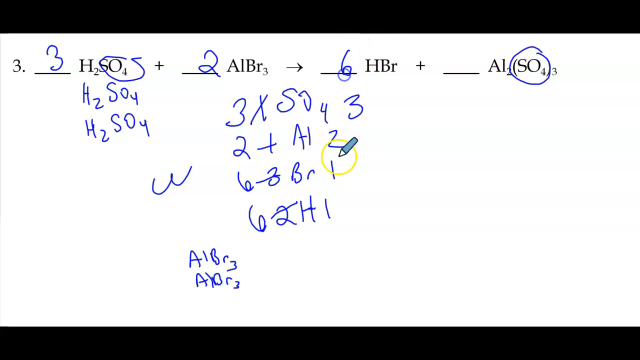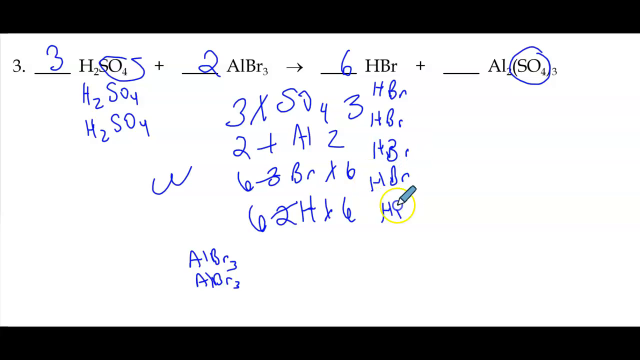We got to put a 6 here. So I put a 6 here. It changes both of these. Remember, that would be the same thing as saying 1, 2, 3, 4, 5, 6 of these. So when I put a 6 there, it's having 6 total in the list if you want to think of it that way. So there's 1, 2, 3, 4, 5, 6 hydrogens, 1, 2, 3, 4, 5, 6 bromines.